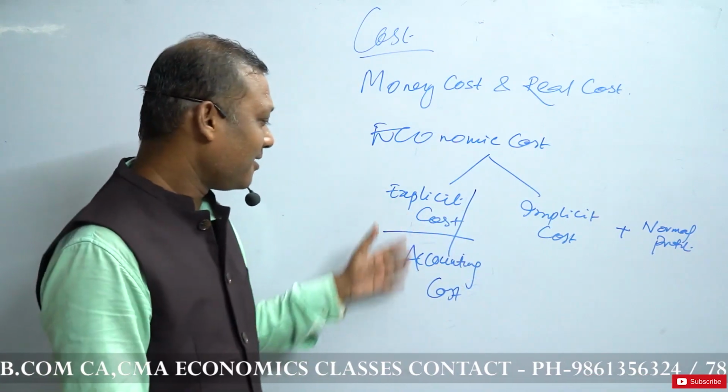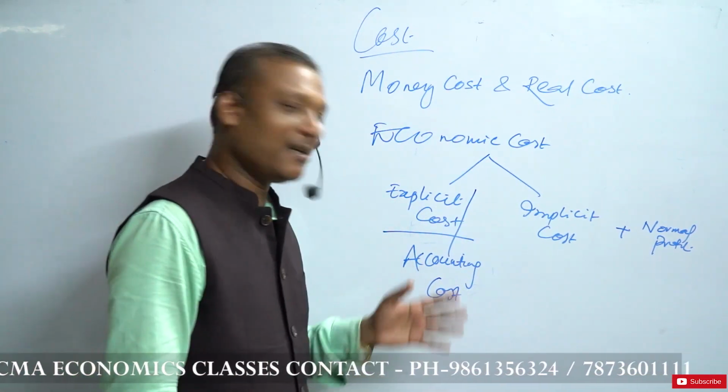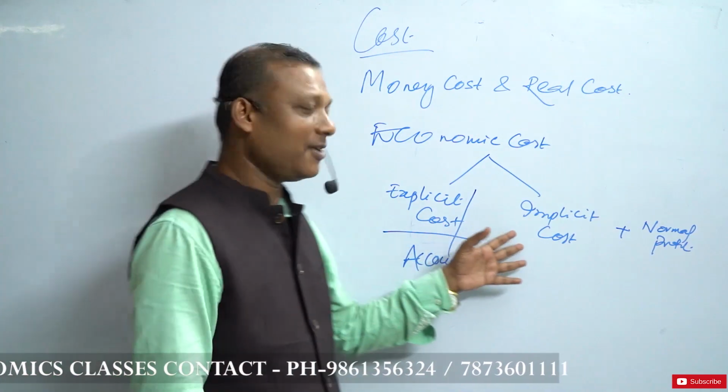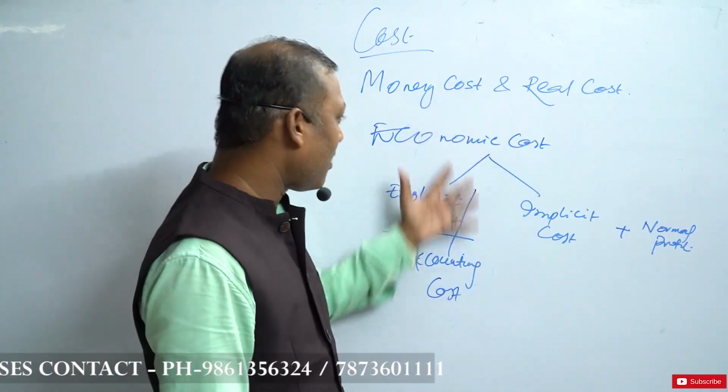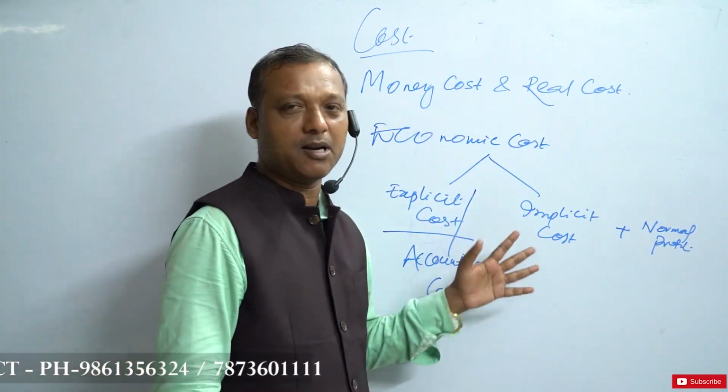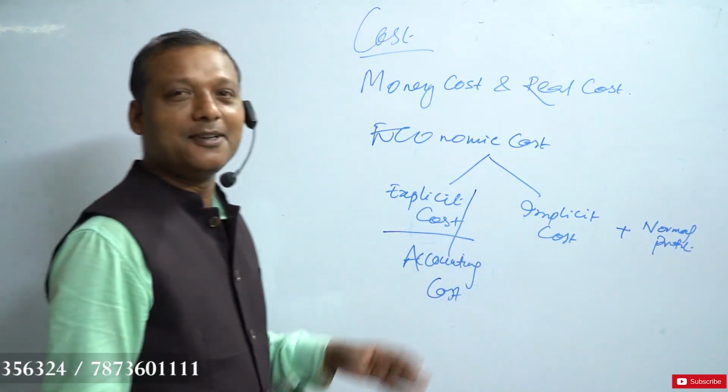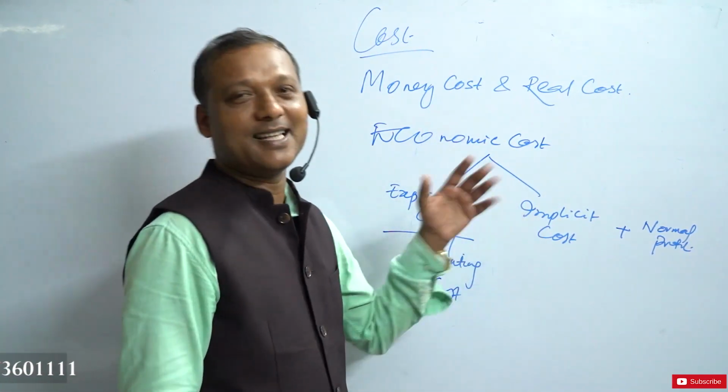So now we have understood explicit cost, accounting cost, and implicit cost. We have covered all. I hope you are very clear about that. You are looking more confident than me, I think. So we have discussed each and every concept related to cost.